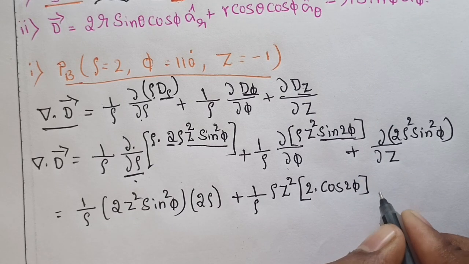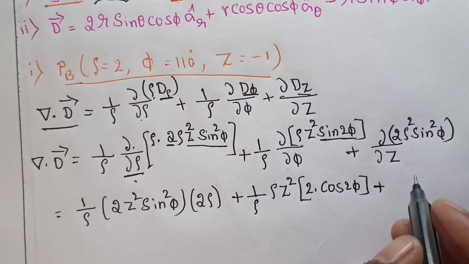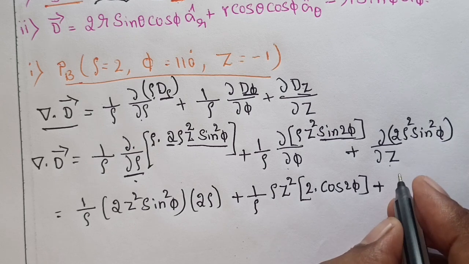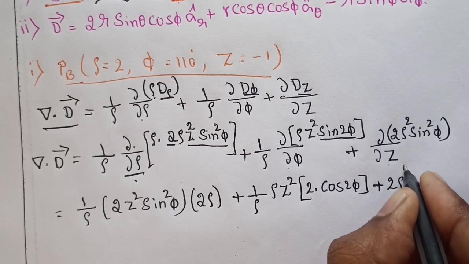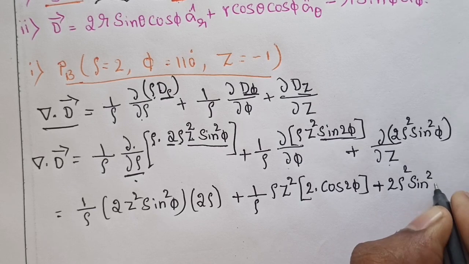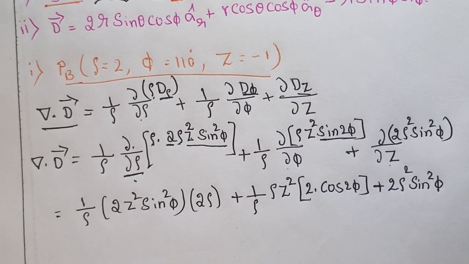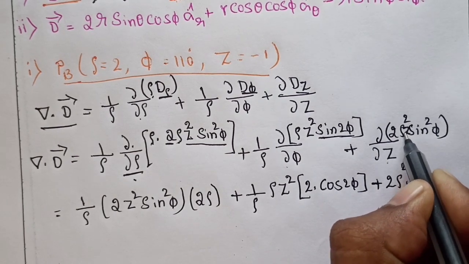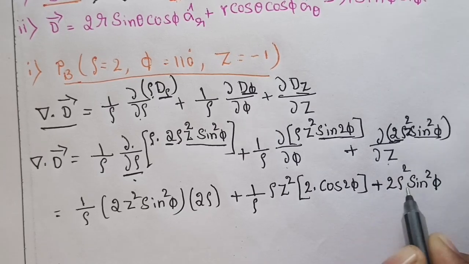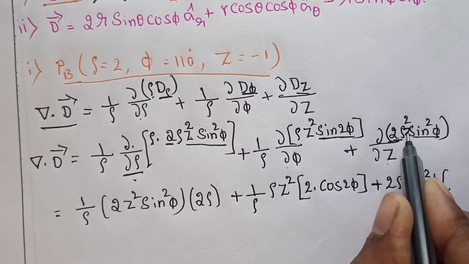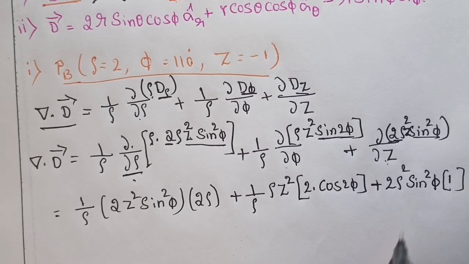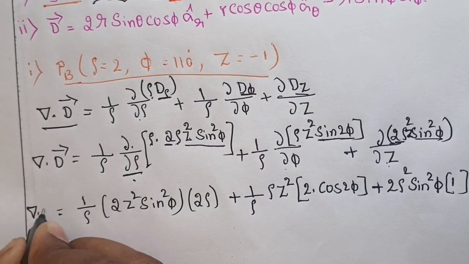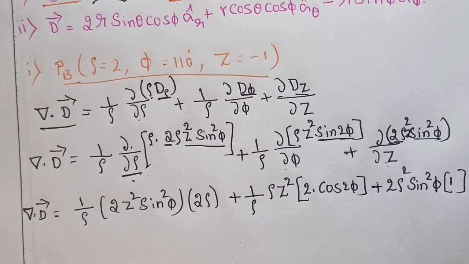Similarly, if I differentiate the third term, we are doing it with respect to z and there is no z term here other than z itself. Therefore, I will bring the entire thing as constant, 2 rho square sine square phi. The differentiation of z with respect to z is 1. So these are the partial derivatives that we have done for the divergence of vector D. Now I'll further simplify this.